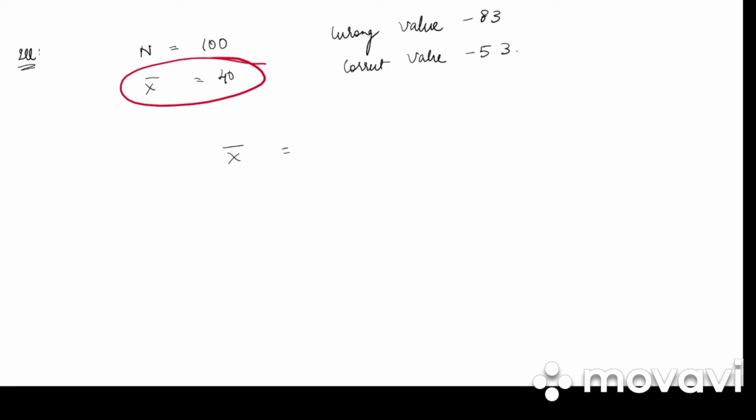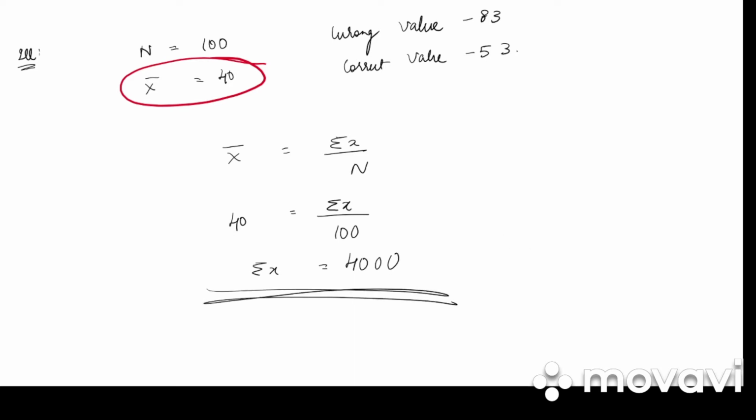So what is the formula for mean? It is summation x by n. So we know x bar, that is 40. Do we know summation x? No, we know n, that is 100. So summation x will be 4000. In bracket you can write wrong.